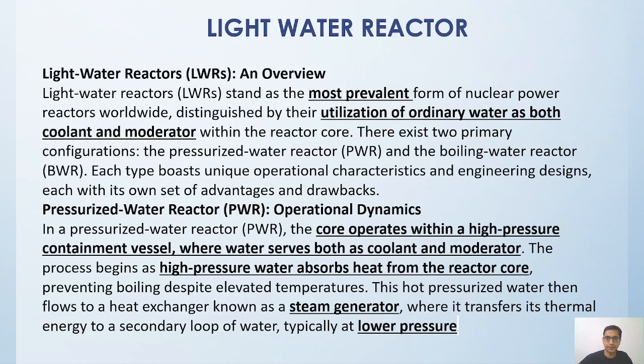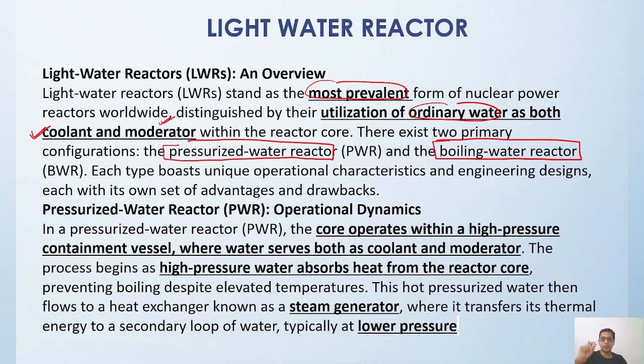Under the light water reactor, this is the most prevalent type of reactor throughout the world. Everywhere they are utilizing it, because it uses ordinary water as both coolant and moderator within the reactor core. Inside the reactor core the coolant gets heated up, and the moderator controls the speed of the neutrons. There are 2 types of light water reactor: the pressurized water reactor and the boiling water reactor. Each has its own special characteristics, advantages and disadvantages.